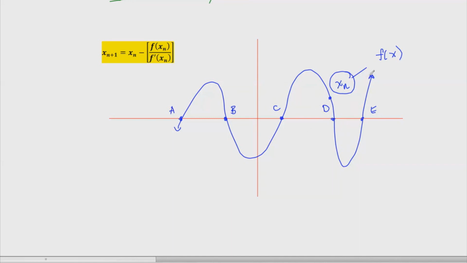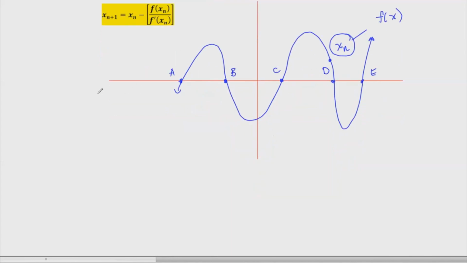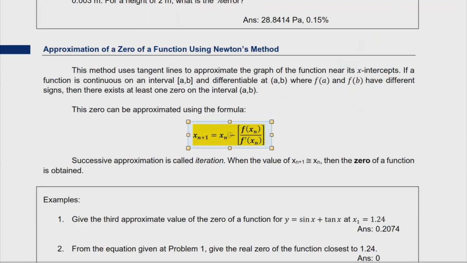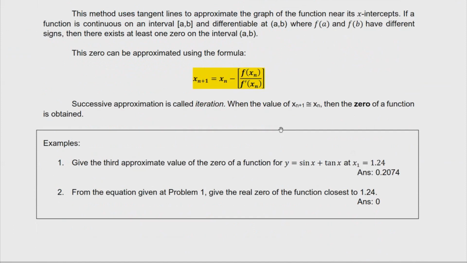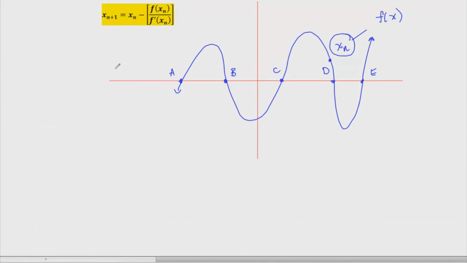Knowing that we have x sub n, your answer would be x sub n plus 1, and then you just have to substitute this x sub n into the original equation and divide that by the derivative. So let's start first with the easy one, because in this module it's actually quite complicated. So let's start with a simple one.